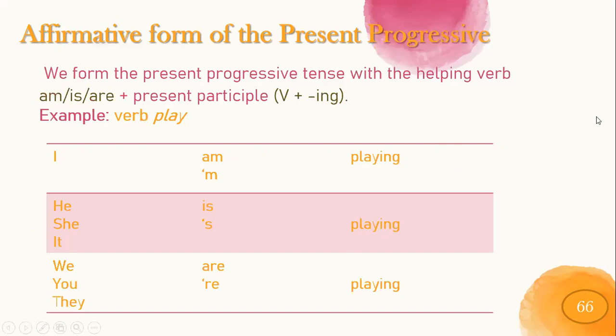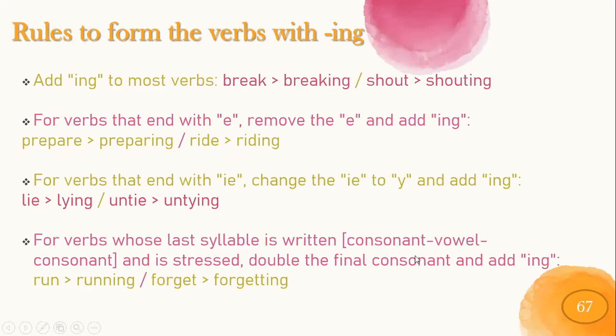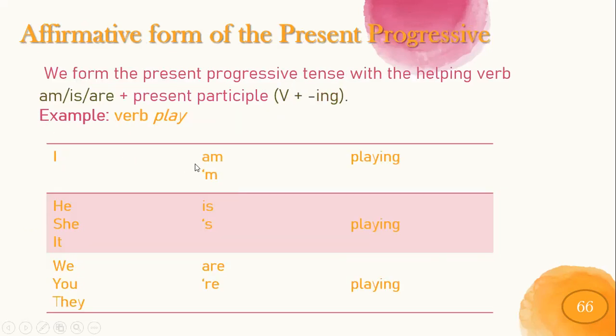So the affirmative form of the present progressive, I explained it here in this table. This table is very important. To form the present progressive tense you need the helping verb am, is, or are, and the present participle, which means verb plus ing. You can use the contractions. For example, I'm instead of I am. I am playing. He is playing, she is playing, it's playing, we're playing, you are playing, they are playing. Okay? Clear?